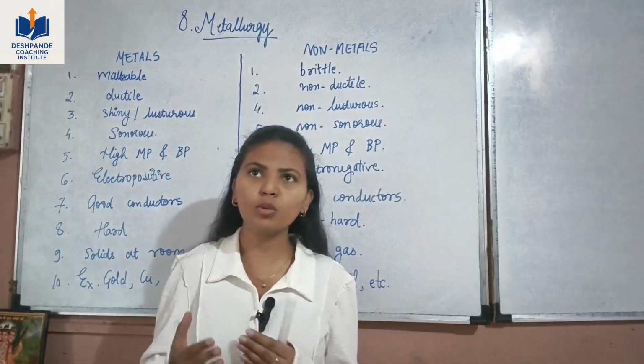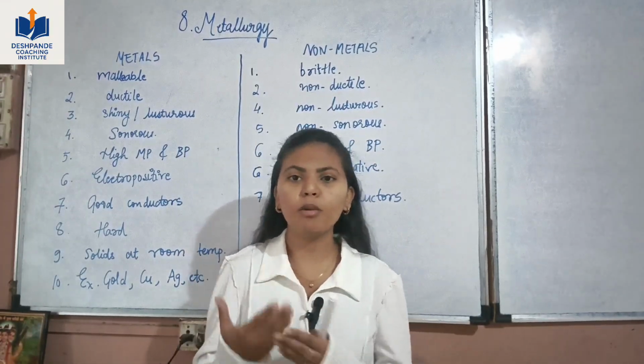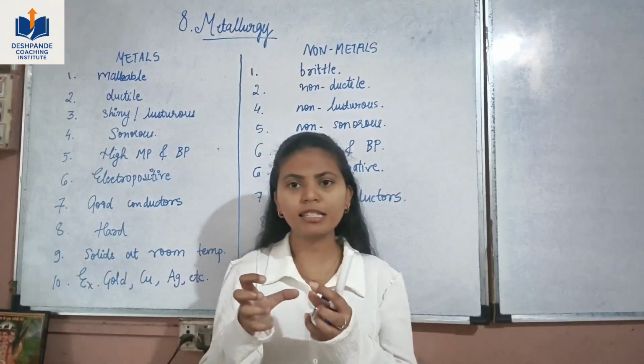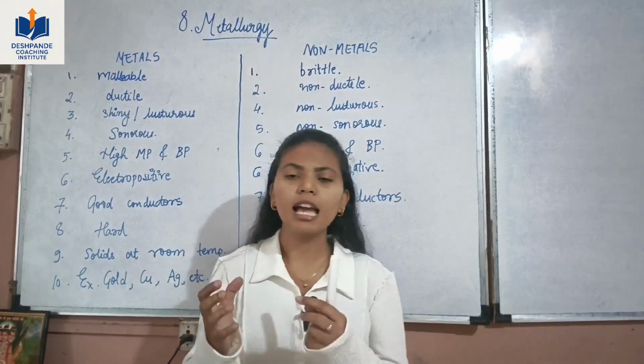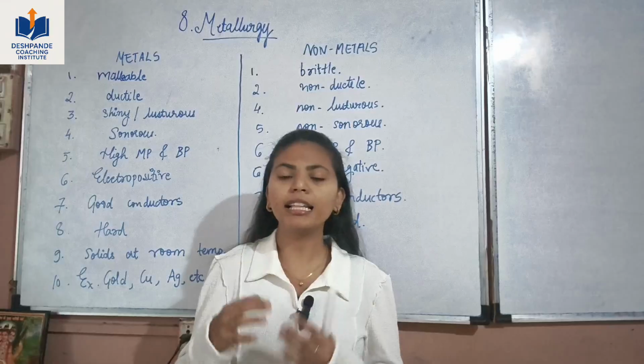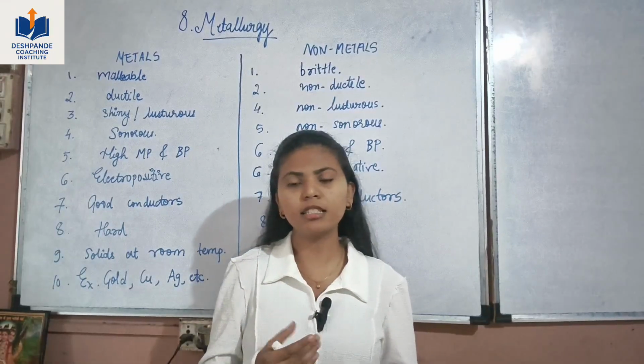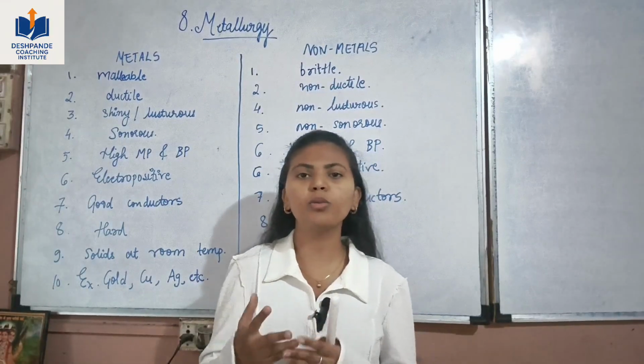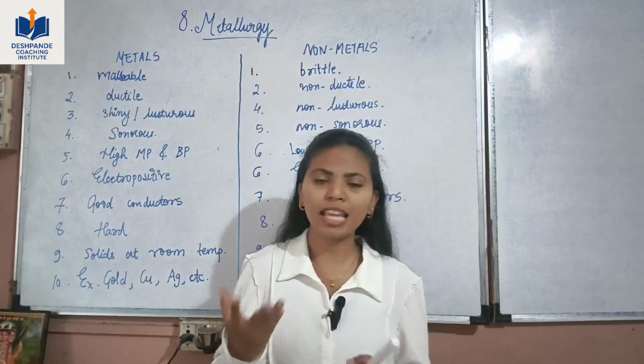So there are various ores like aluminium ore, bauxite ore, and we have to extract metals out of those ores and purify them, and then only we get pure metals to use like gold, copper, silver, etc.